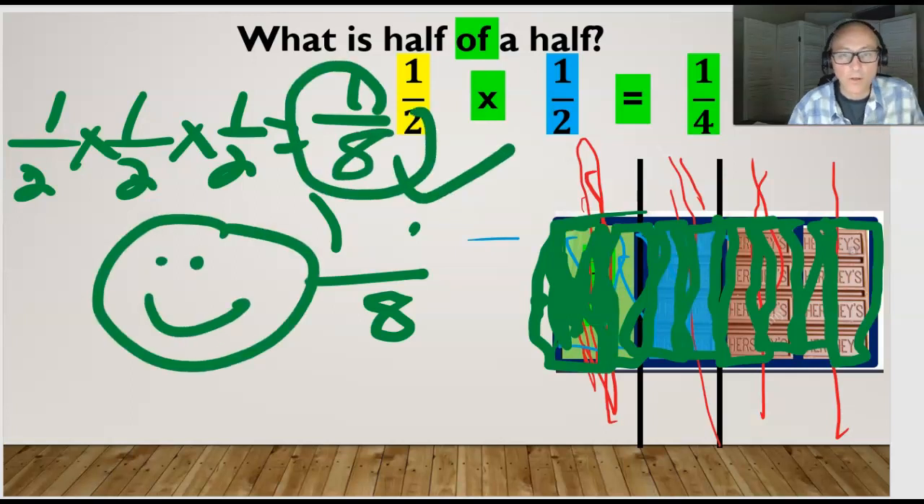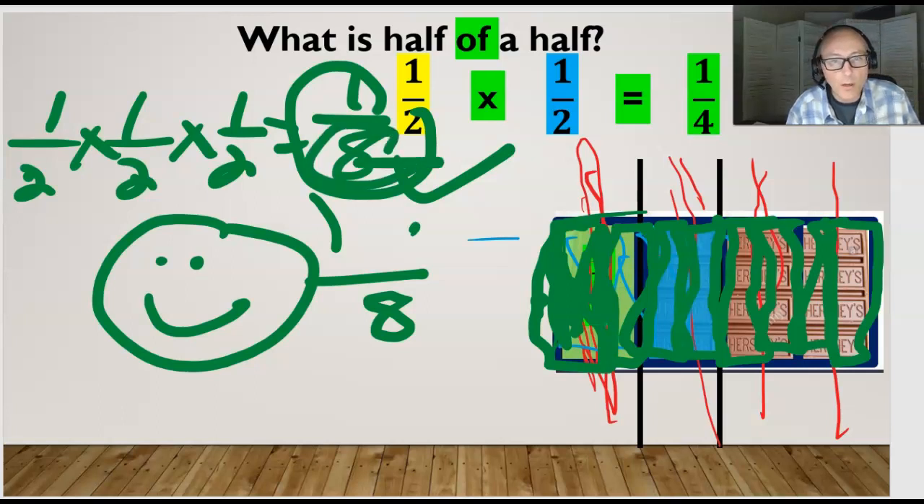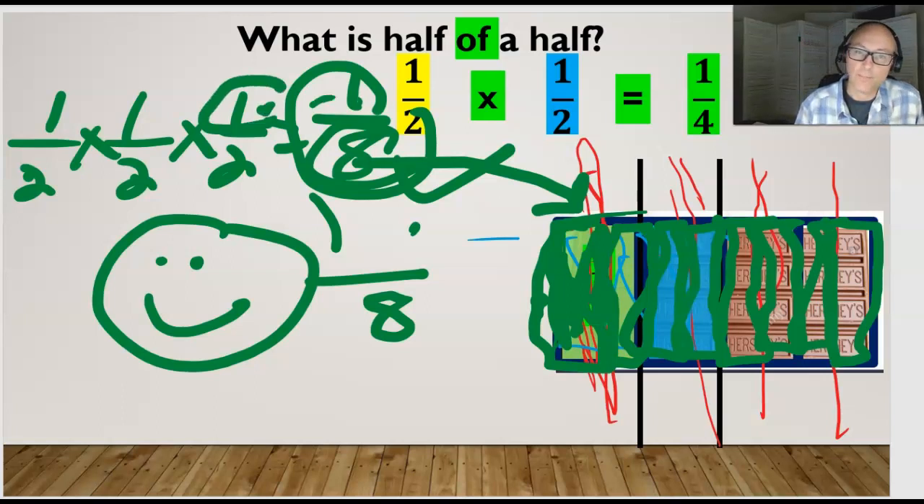Notice, as our denominator gets bigger, our piece gets smaller. That's provided that our numerator stays the same, right? If the numerator changes, well, that's a game changer. That's another story. But if our numerator is the same, as the denominator gets bigger, our piece gets smaller.